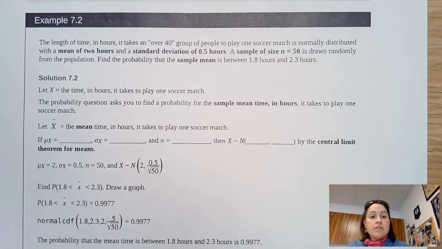All right, so now we're going to walk through example 7.2. This is on page 399 of your packet. And I'm not going to go over the try-its, but you should be doing those on your own.